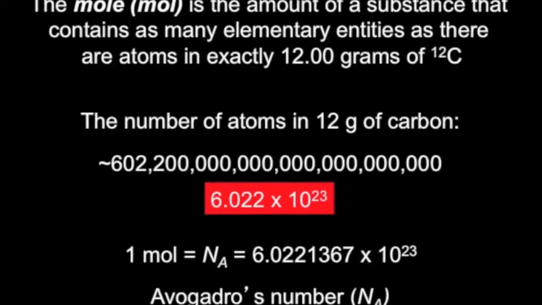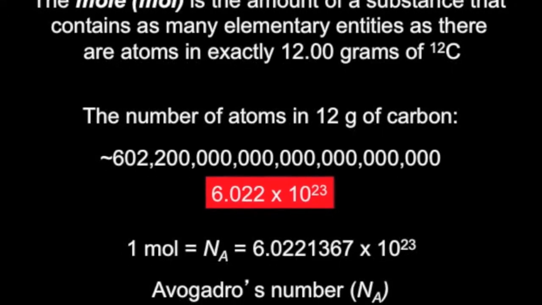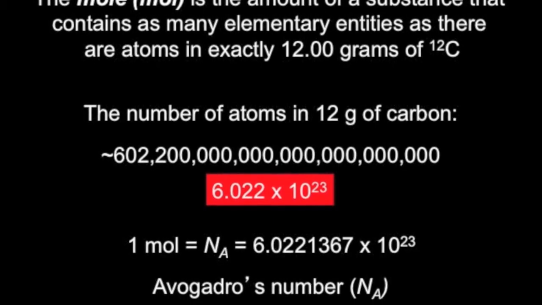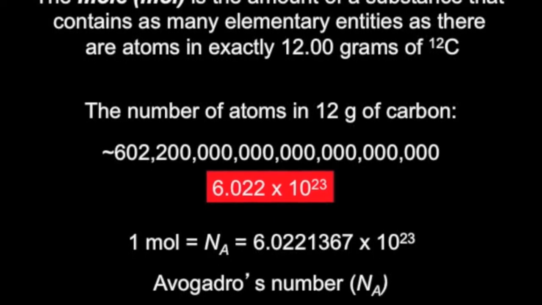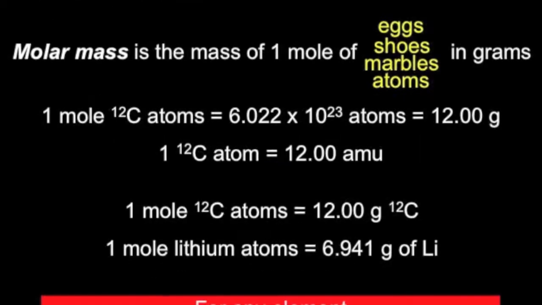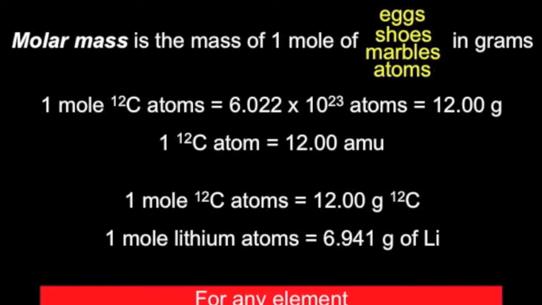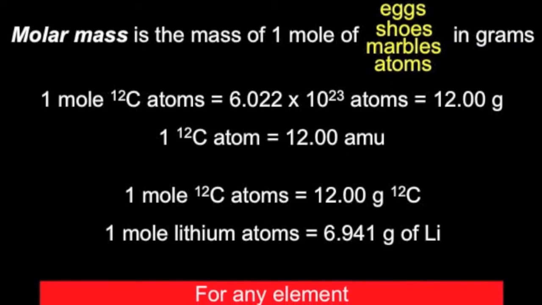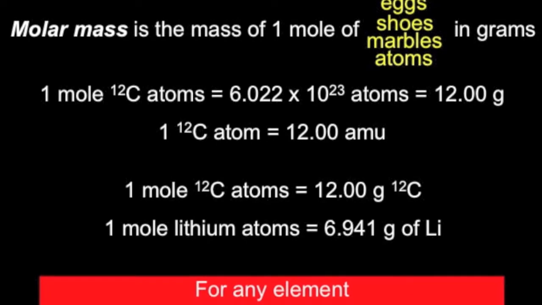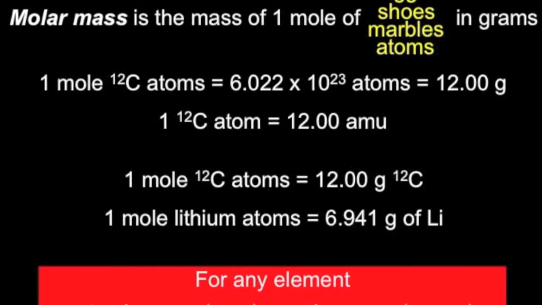We can talk about anything we want. It's defined by the carbon atoms, but it's really just what we call the chemist's dozen. It's that number of things, Avogadro's number. Then we can talk about a molar mass, the mass of 1 mole of these, but it could be anything. We're going to talk primarily about atoms or molecules in class, but really it's anything. It could be eggs, shoes, whatever.